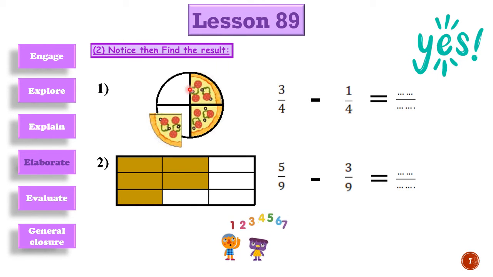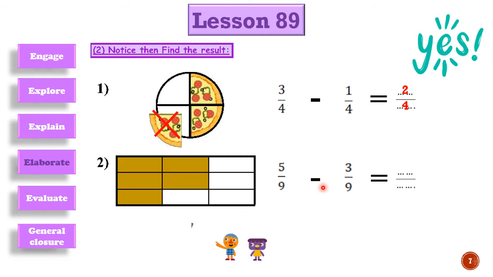Here we have this pizza. We take away just one part out of 3. Here we have 3/4 minus 1/4. Okay, then we keep the denominator as it is. I just cancel 1 from 3. It will be, yes, 2/4.